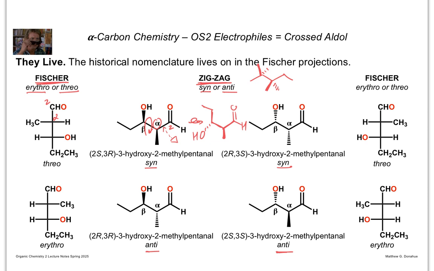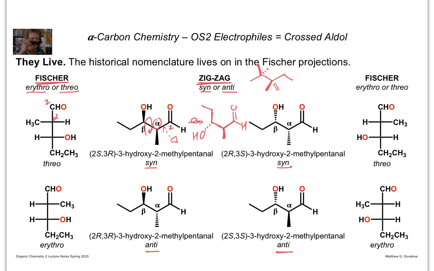the Fischer projection. And the way that I remember this, this is called threo. That starts with T. The word different ends with T. And so the other one is erythro. So that starts with E, and the word same ends with E. So when they're on the same side, they're called erythro.